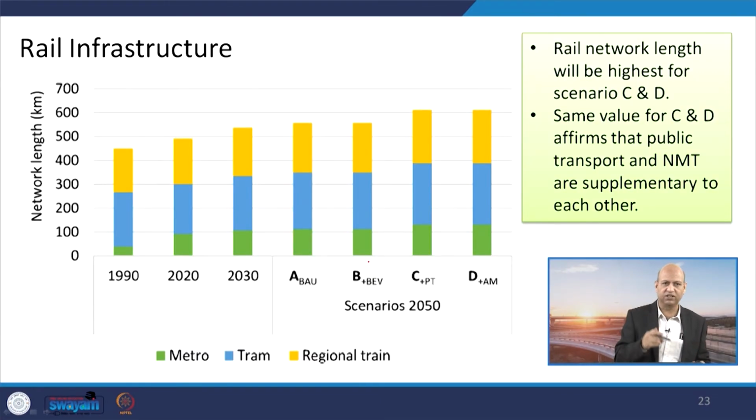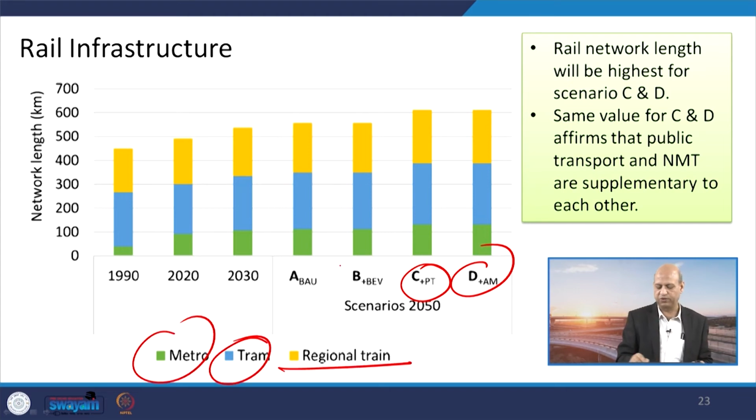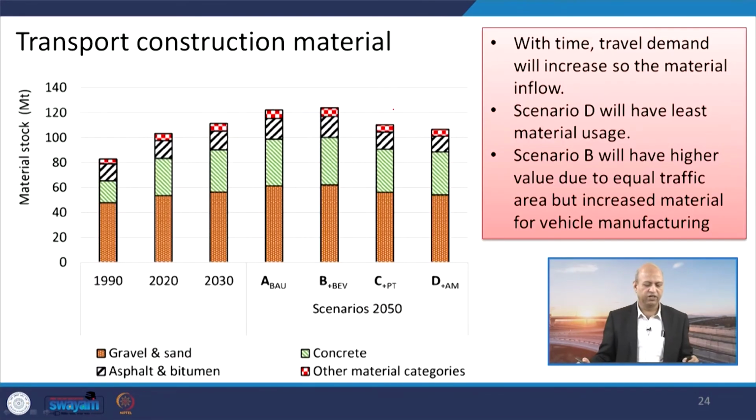So, that means shifting towards the public transportation system is really helping to have less of a road network. When we talk about the railway infrastructure, you can see in C and D the railway infrastructure is increasing, whether it is regional train, tram or metro, okay. So, metro is increased a little bit, not much, but tram is increasing and the regional network. So, total railway infrastructure is increasing. When we talk about the construction material, like inflow and so material stocks in million tons.